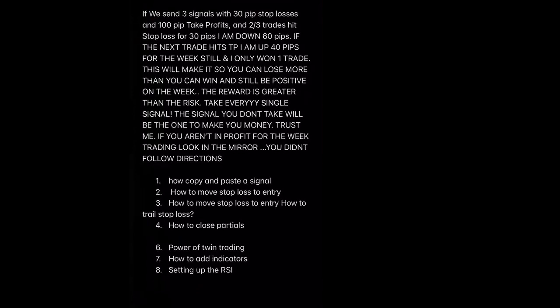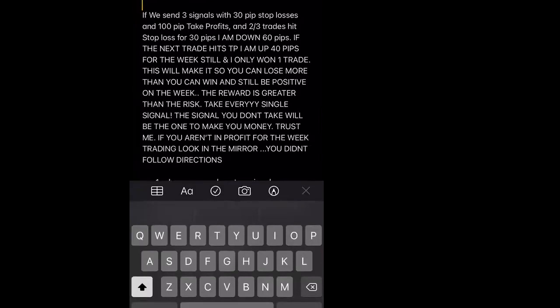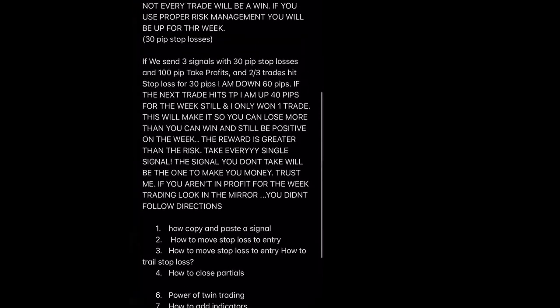So every time the trade goes in more and more profit, you can modify the trade and move your stop loss more and more into profit. I went over how to close partials. If you're up $20, you can take out and save $10, right? I went over twin trading, entering the same trade multiple times, using the same stop loss and different take profits. I went over how you can add indicators like the RSI. I gave you guys the RSI setup, and then I also went over my chart, right?